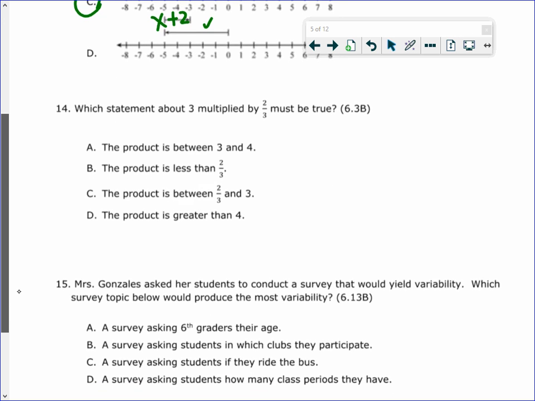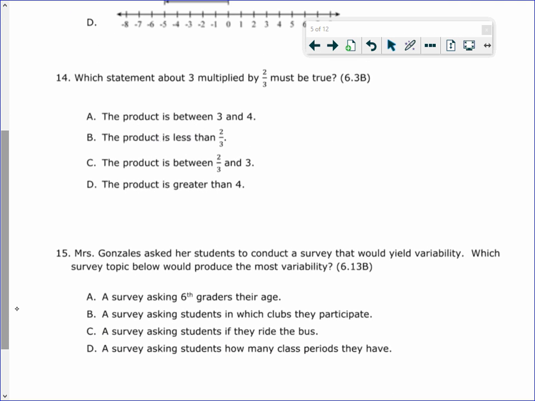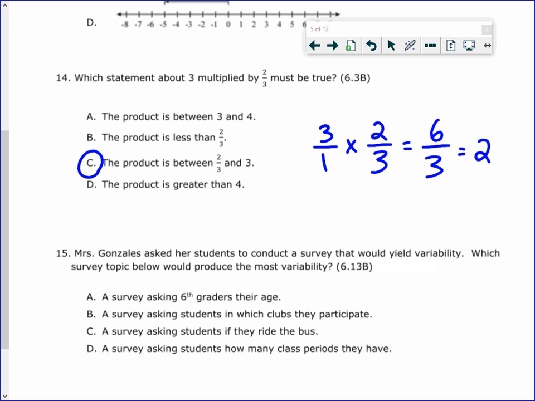All right, number 14. Which statement about 3 multiplied by 2/3 must be true? So if I'm multiplying by something smaller than 1, my answer is going to be less than 3. But let's work it out just in case. So 3 over 1 times 2/3 is going to be 6/3. 6 divided by 3 is 2. So it looks like our answer is going to be C. The product is between 2/3 and 3.